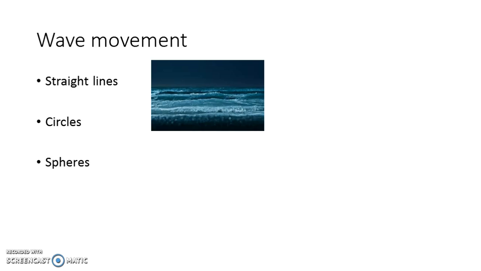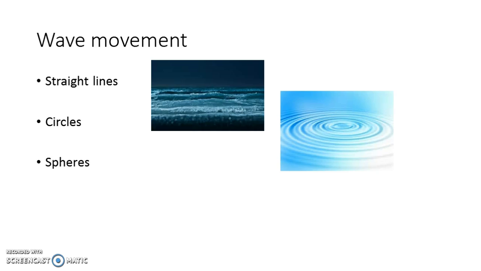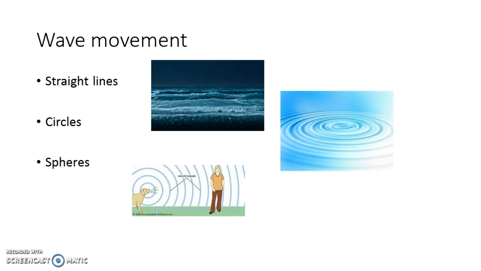So, straight lines, an example of that would be the ocean waves. They all come in together in straight lines. You also have circles, which would be like ripples on a pond. And then you have spheres, which would be like sound waves moving through air, where these waves here are moving out in a sphere from the dog's mouth, so it's got a 3-dimension to it.